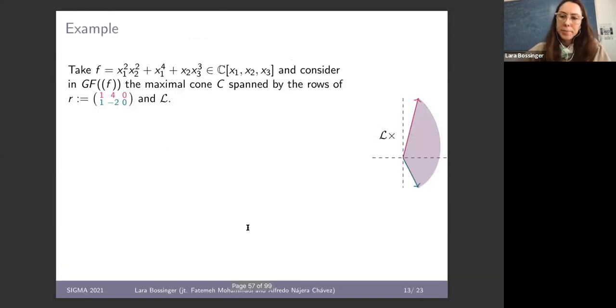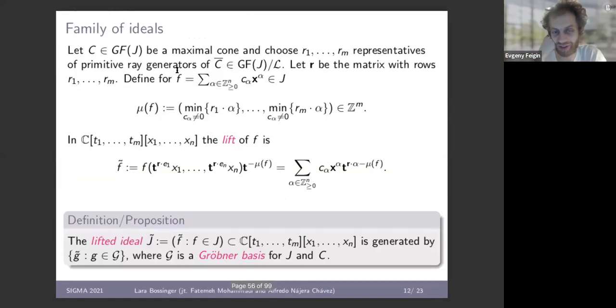So in the example, I fix, for example, this purple cone. Lara, I'm sorry, can you please get back to the previous slide? Yeah. So once again, this f tilde is an element of this large ring, right? Yeah.